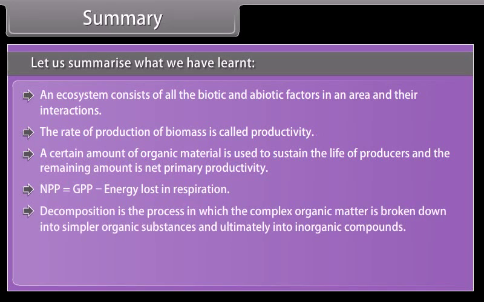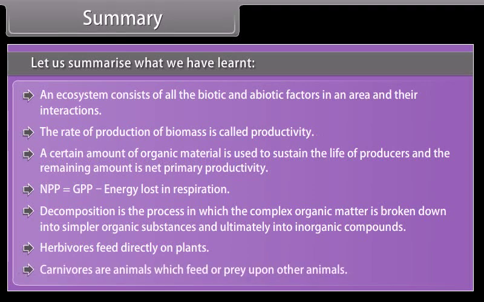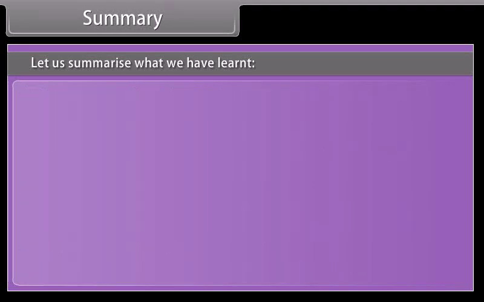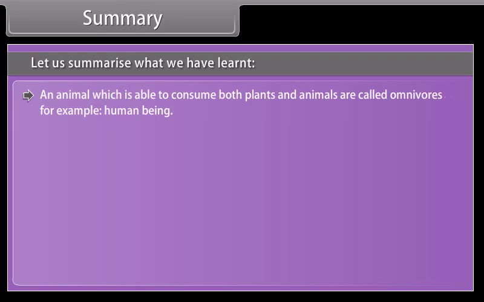Decomposition is the process in which the complex organic matter is broken down into simpler organic substances and ultimately into inorganic compounds. Herbivores feed directly on plants. Carnivores are animals which feed or prey upon other animals. An animal which is able to consume both plants and animals is called an omnivore, for example, human being.